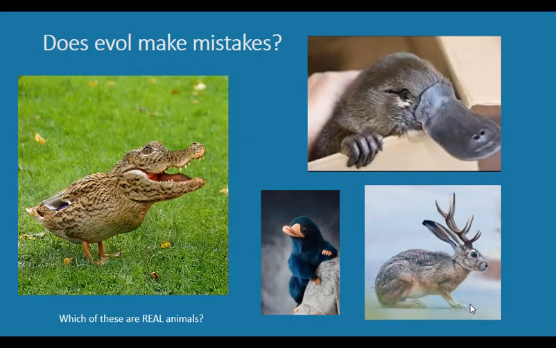All right, and last but not least, on a hopefully humorous note, I want you to think about, does evolution ever make mistakes? So we've got four creatures here that might seem kind of improbable, and I want you to identify which ones are real animals. So, it turns out the only one that's real is the platypus, but the platypus does look a little bit like it was designed by a committee, right? It's got the beak of a duck and then the body of a mammal. I'm like, what the heck's going on here?